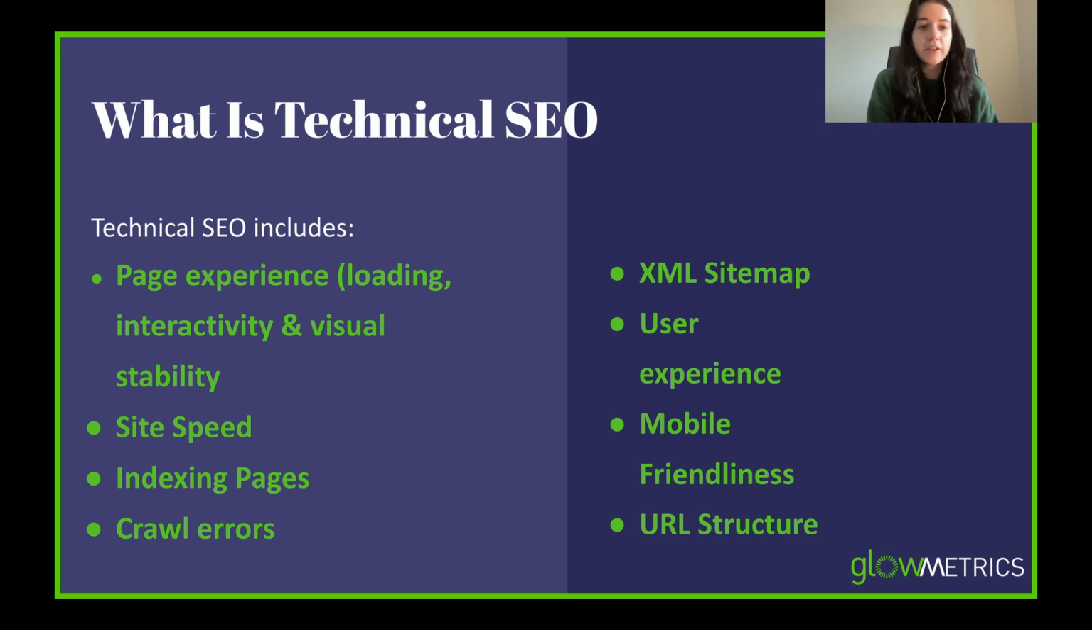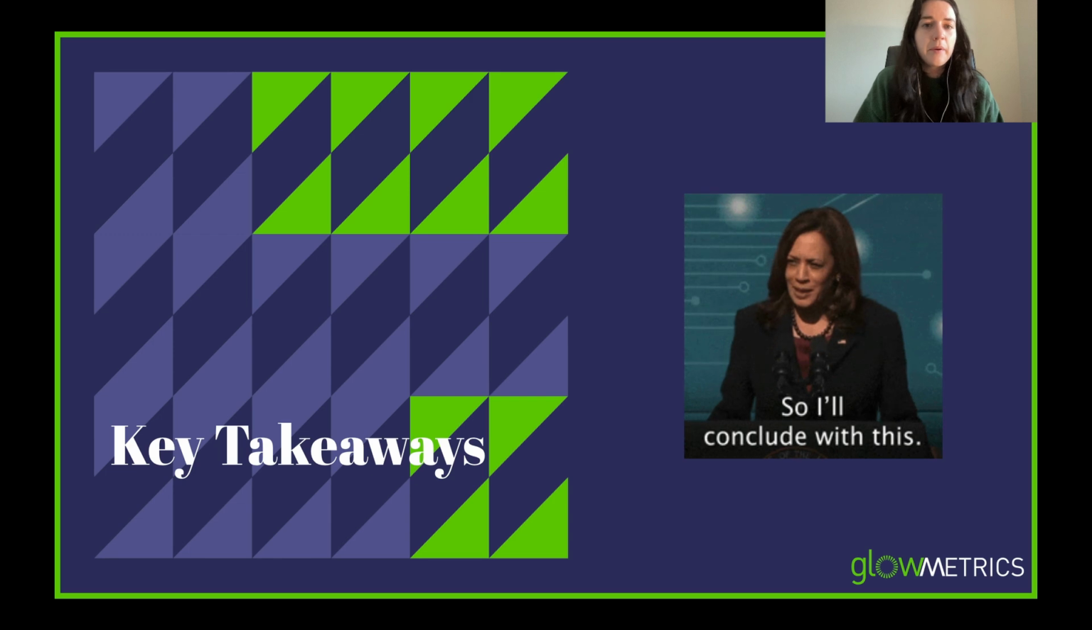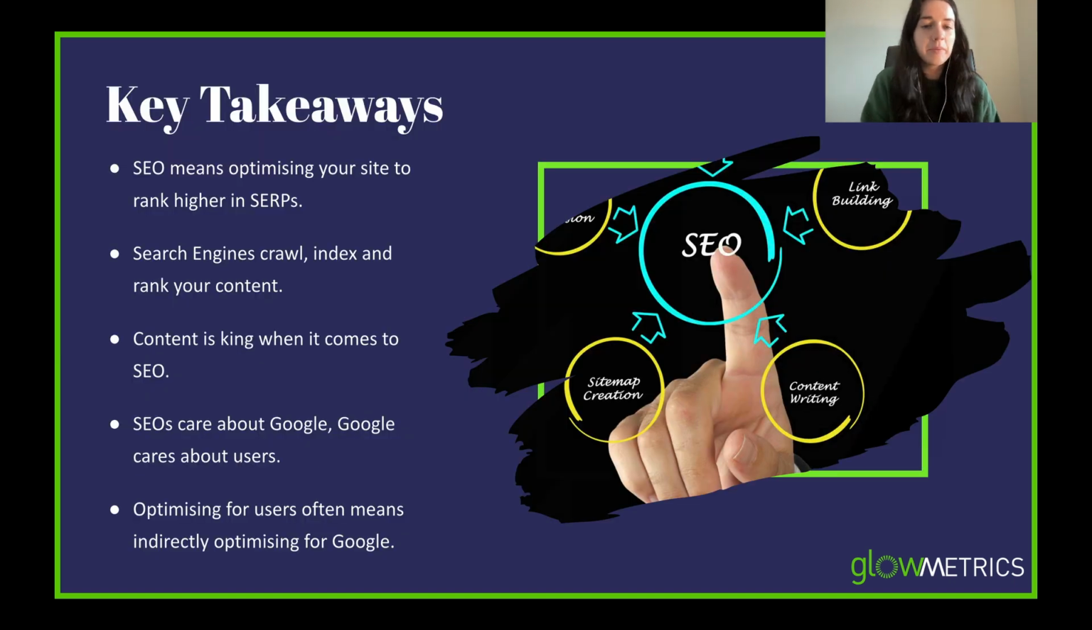So these are just some things that are important to consider when you're looking at on-page SEO as a whole. So I just thought it'd be worth mentioning those. But we're coming to the end. So these are just some of the key takeaways that I want you to think about. SEO means optimizing your site to rank higher in SERPs. Search engines crawl, index and rank your content, and content is king when it comes to SEO. I can't stress that enough. It's really, really important to have good quality content for your user and for Google. SEOs care about Google and Google cares about its users. And as I've said before, optimizing for users often means indirectly optimizing for Google.